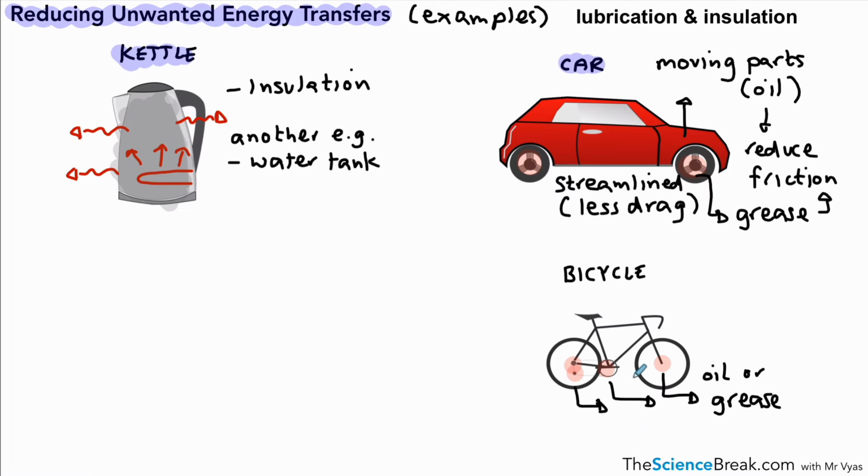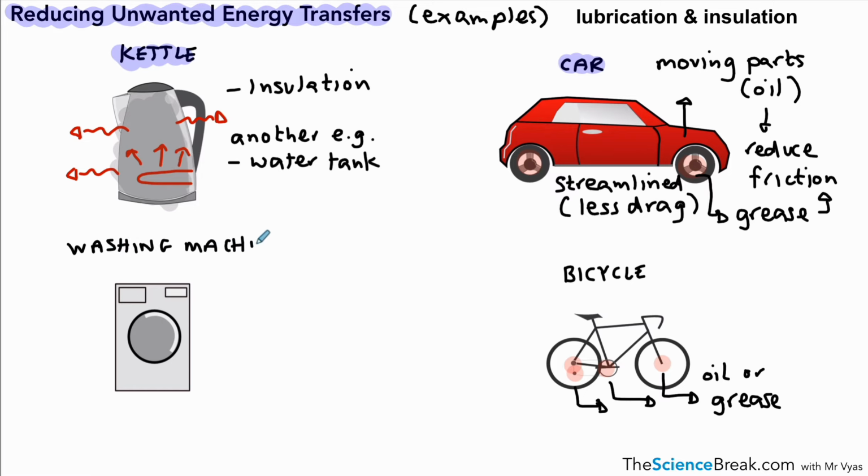Okay, so that's another example, and one final example is a slight combination. Here we have a washing machine, used to wash clothes. We need to have heat to heat the water, but we also have moving parts in there as well.